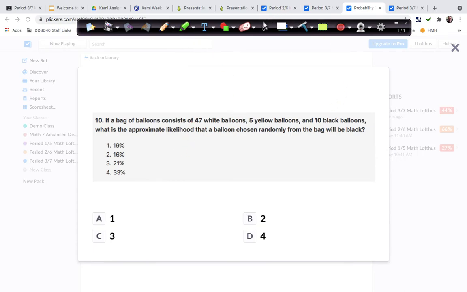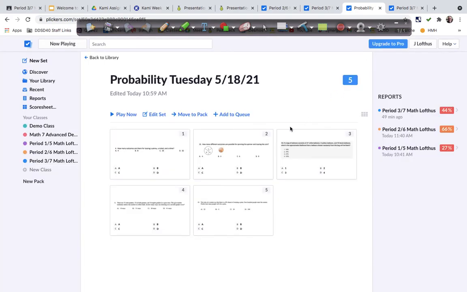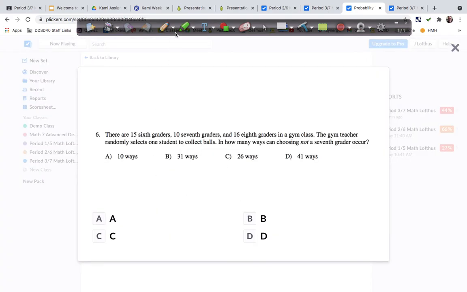And let's go to the fourth question. The fourth question said there are 16 sixth graders, 10 seventh graders, and 16 eighth graders in gym class. The gym class teacher randomly selects one student to collect balls. In how many ways can choosing not a seventh grader occur?